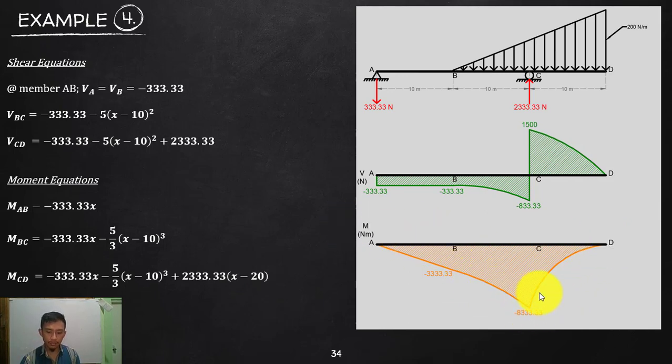We will try to return to this once I discuss how to deal with this curve and then straight lines. Why is that straight? Why is that inclined? Why is that a curve? Why is that opening down? Why is that opening upwards? Okay, on the next unit. So that is how to establish the shear and moment equations and then shear and moment diagram.